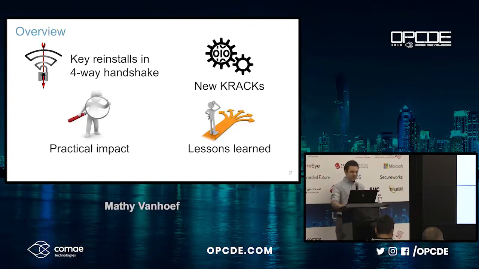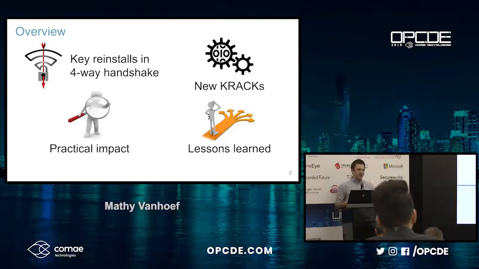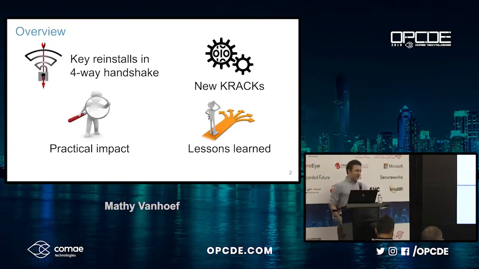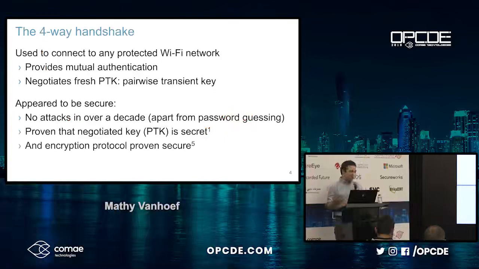So let's get started with explaining the attack against the four-way handshake. And this will explain the general idea behind the attack. And once you know the general idea, you can also understand how it works against other handshakes that are used in a Wi-Fi network. So the question you probably all have at this point is, okay, what is this four-way handshake you are talking about?